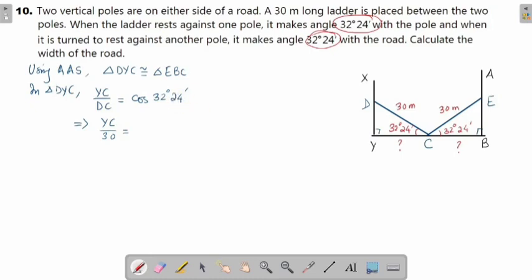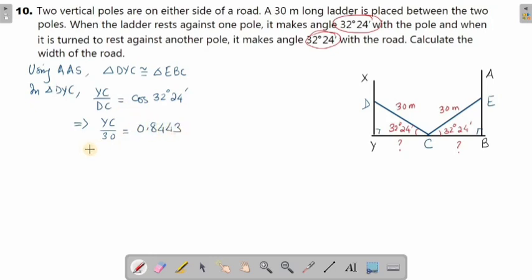If you look at your log table, it is given to be 8443. It is not 8443, but here it has to be 0 point. So this is the value of cos 32 degree 24 minutes. Please remember, in your book only this much is given, but in front you have to write 0 point also. So that's why we have here, let me write the value. This is 0.8443.